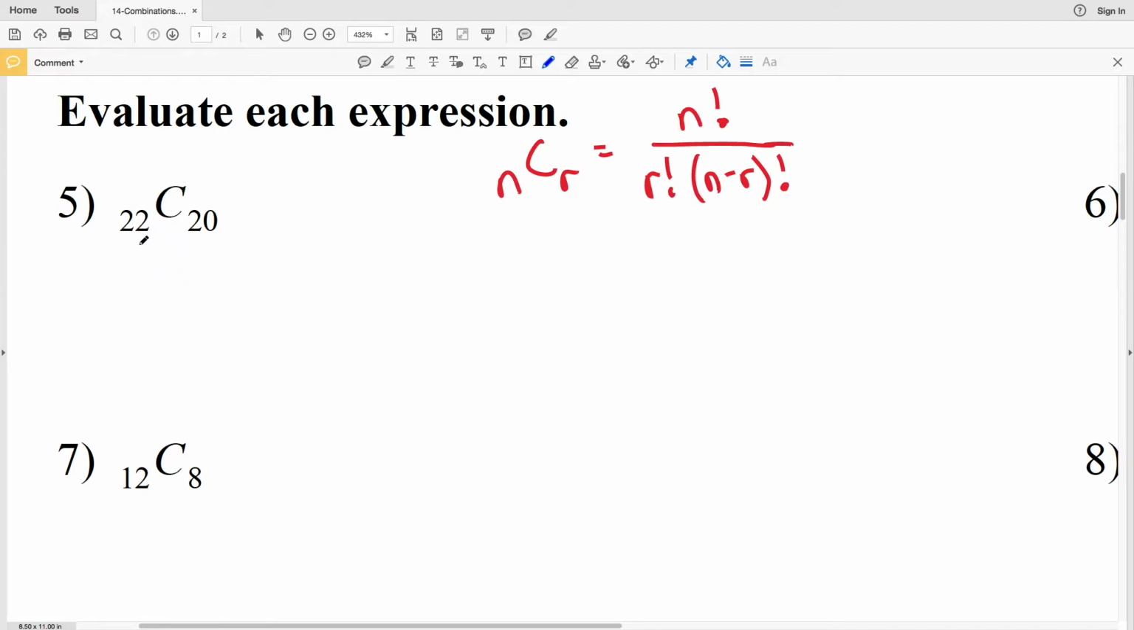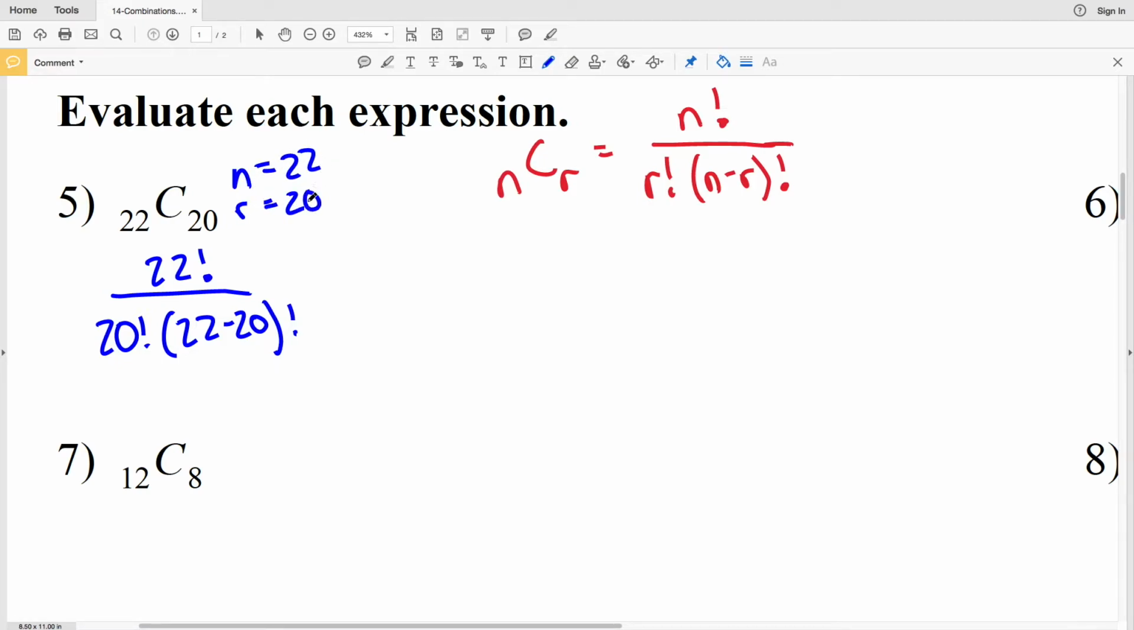So for number 5, 22C20. 22 choose 20. That's 22 factorial all over 20 factorial times 22 minus 20 factorial. And that's because n is equal to 22 and r is equal to 20. Now, I do not want to write out 22 factorial by hand. That would be 22 times 21 times 20 times 19 and so on. But I can simplify. 22 factorial, I'm going to write as 22 times 21 times 20 factorial.